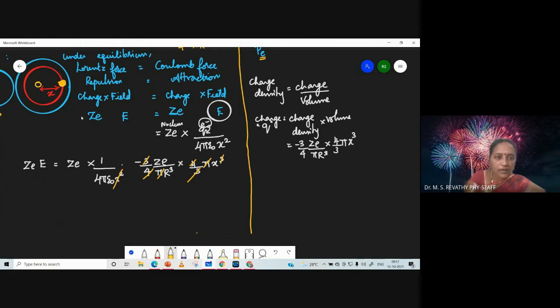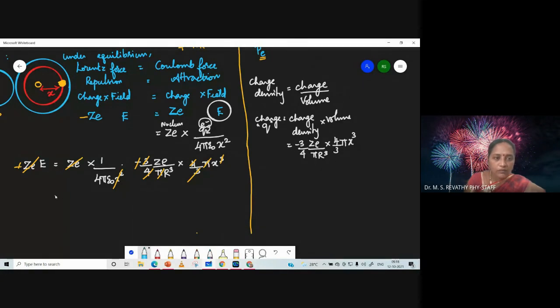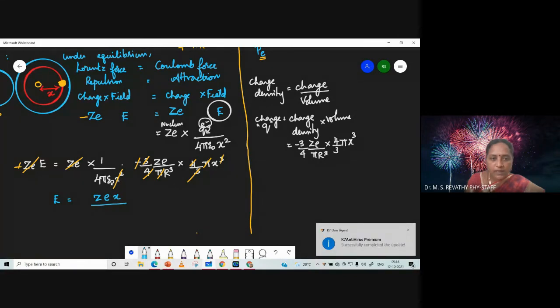Okay, so here you have the negative field because the Lorentz force of repulsion acts on the electron cloud. So that's why we have to include a negative sign. So here a negative sign will be appearing. So this negative sign also will cancel out each other. And here ZE and one of the ZE on the right hand side. So you just pick out all the terms, and what is left over will be E is equal to ZE x divided by 4 pi epsilon naught capital R cube.